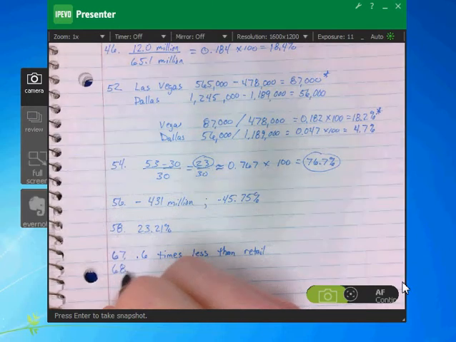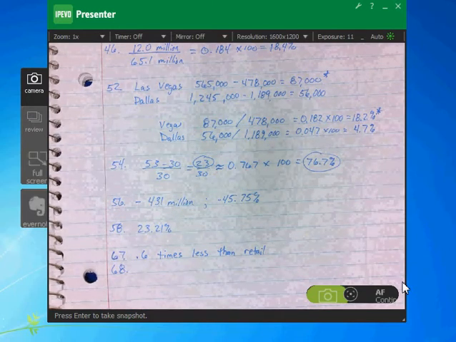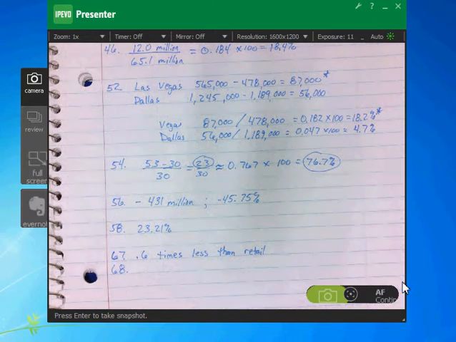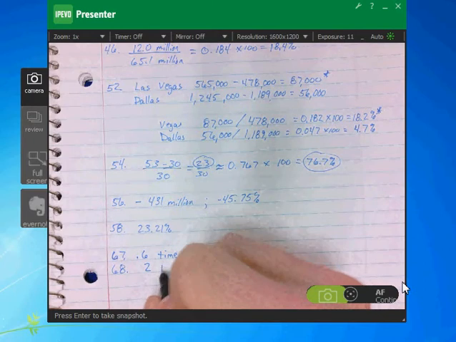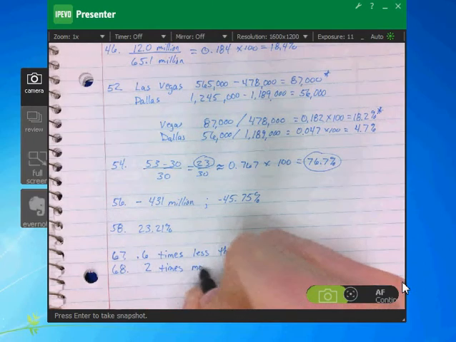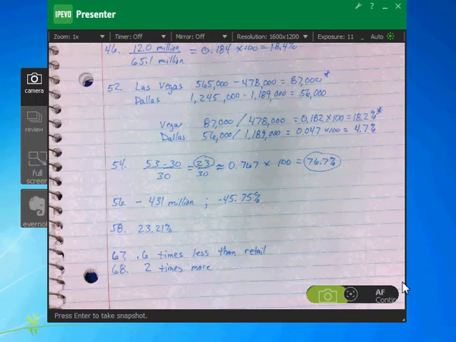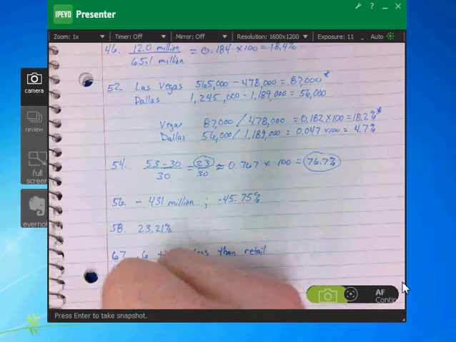Okay, 68 is a store is having a 50% off sale. Therefore, the original price of an item is blank times as much as the sale price. So if the sale price is half of what it used to be, then that means the original price would be 2 times. The original price is 2 times more than what the sale price is. So if something was originally $2, the 50% off would make the sale price $1. So therefore the original price is 2 times the sale price.